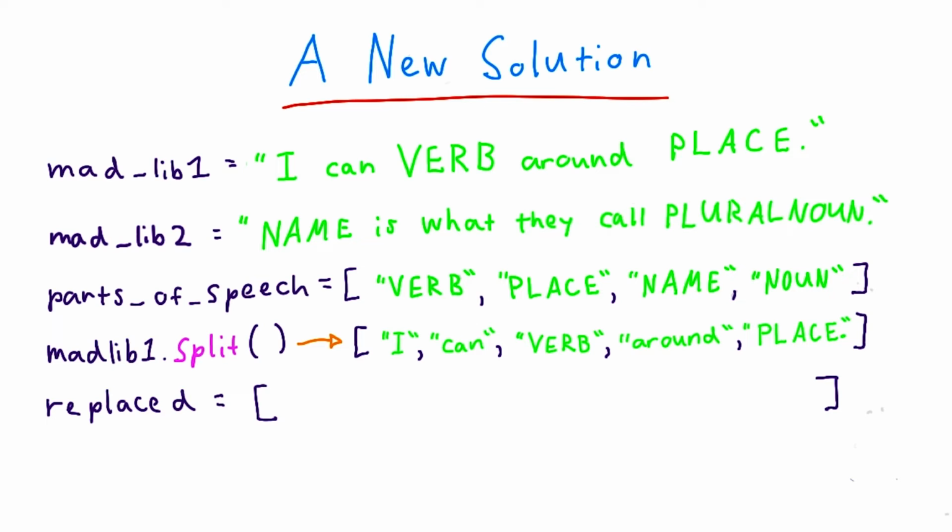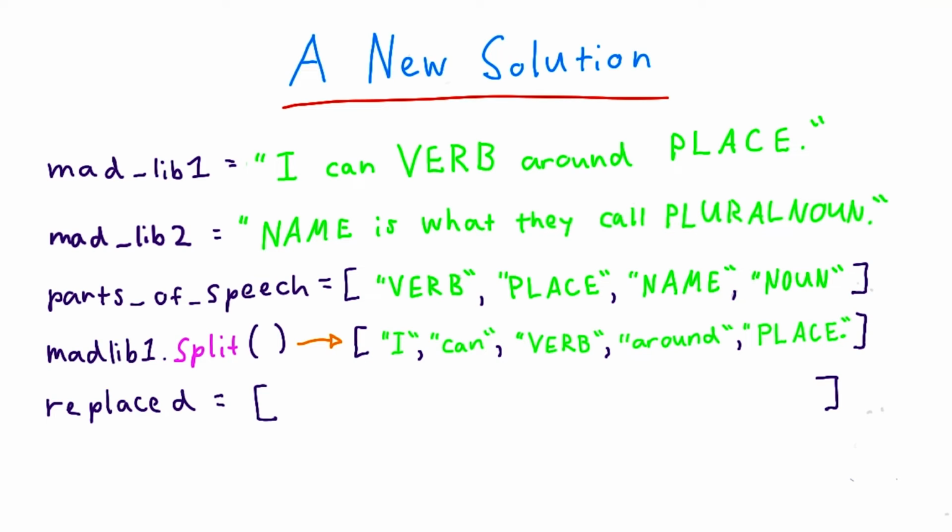Now that we have our three lists set up, parts of speech, the split madlib, and replaced, let's go over how we'll solve this problem. The general idea is to iterate through madlib, check if the current iteration or word we're on contains a part of speech, and if it does, we'll prompt the user to enter the replacement word for that part of speech, and then add that user inputted word to the list replaced. If the word isn't in parts of speech, we'll simply add the word we're looking at to replaced instead.